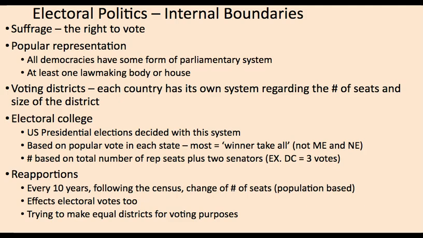Reapportionment. That's the fancy word for redrawing the boundaries. Based on the census, it changes the number of seats that a district or a state might get. It affects the electoral votes too. They try to make them equal for voting purposes, but we know that gerrymandering still makes it unfair in a lot of situations.